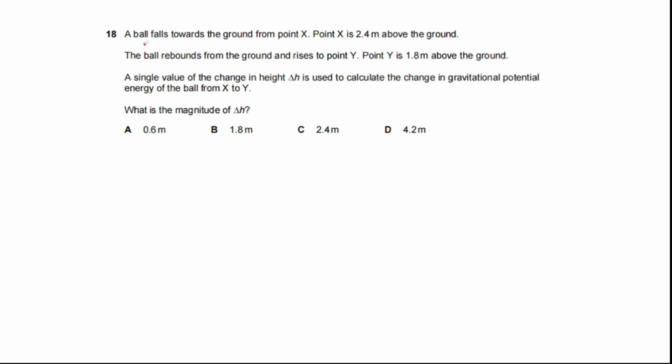Question number 18. A ball falls towards the ground from point X. Point X is 2.4 meters above the ground. The ball rebounds from the ground and rises to point Y. Point Y is 1.8 meters above the ground. A single value of the change in height, delta H, is used to calculate the change in gravitational potential energy of the ball from X to Y. What is the magnitude of delta H?